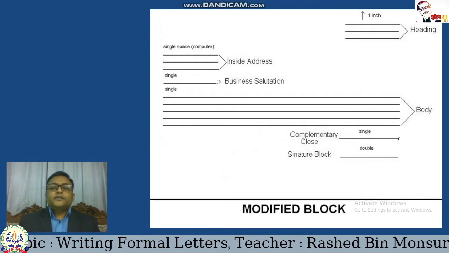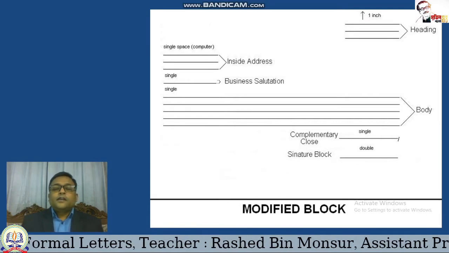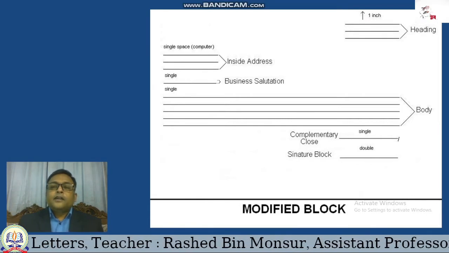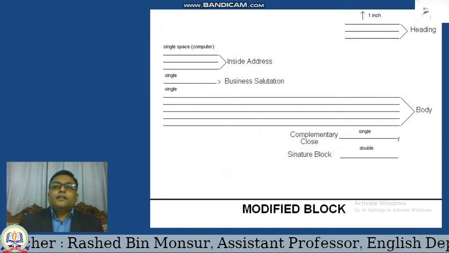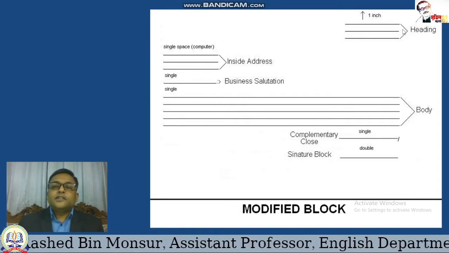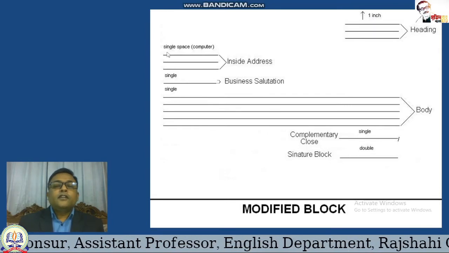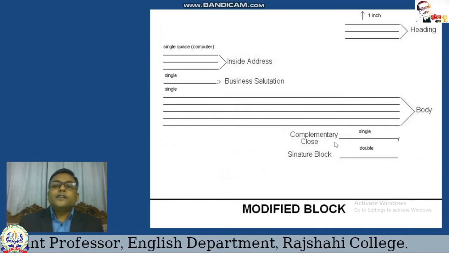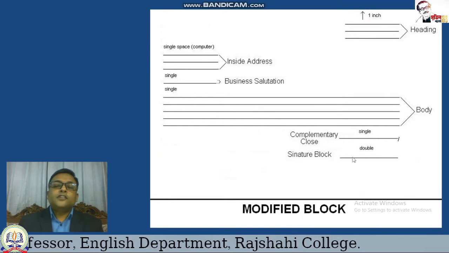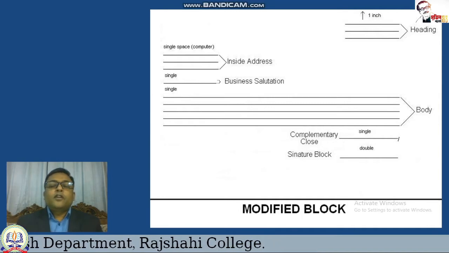Now look at this one. This one actually clarifies the modified block style. In modified block style, you have the heading on the right side, that is on this particular side. Then you have the inside address, salutation, and body on the left margin. Then once again, you have to come to the right side to write the complimentary clause and the signature block. So these are the basic differences between the full block and modified block methods.